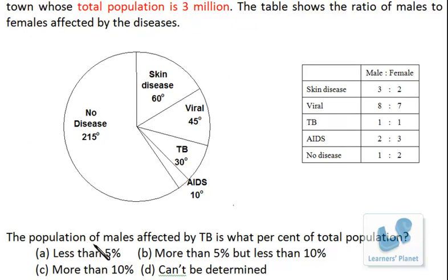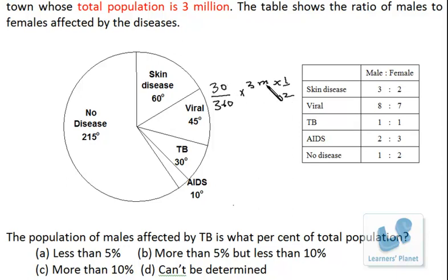Now, the population of males affected by TB is what percent of the total population? First of all, we have to find out the total number of persons who are affected from TB. That is 30 degree out of 360, right? So 30 out of 360 of 3 million. This is the total population which is affected by TB, right? Out of this, we have to find out the number of males. Now, for TB, males and females are equal portion, right? So half of the TB affected persons are males and half of them are females. So from this we have to calculate half the value, right?